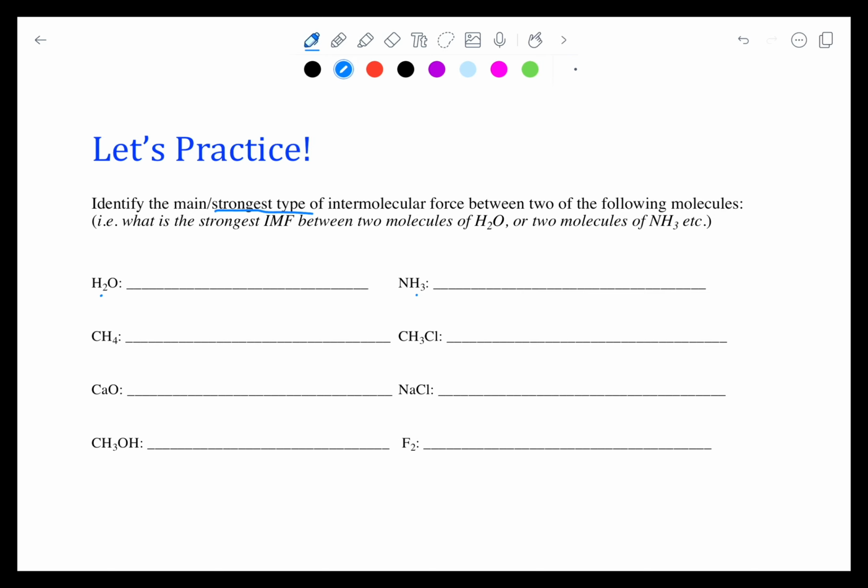To do this, you're going to want to draw out the Lewis structure to see if the molecule is polar or nonpolar. Then determine, based off of that, what intermolecular force you're going to have. For our third example here, CaO and NaCl, assume those are with water, not with itself. What is the strongest intermolecular force with water? Just for those two.